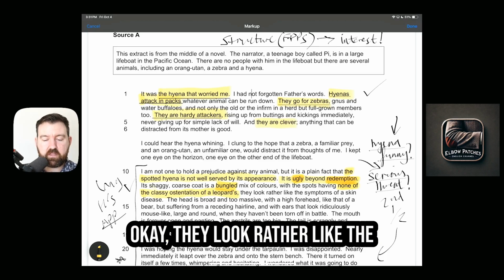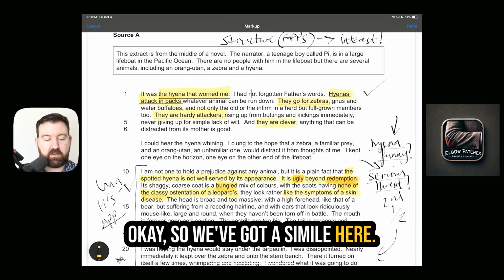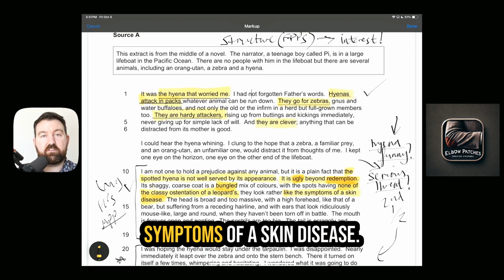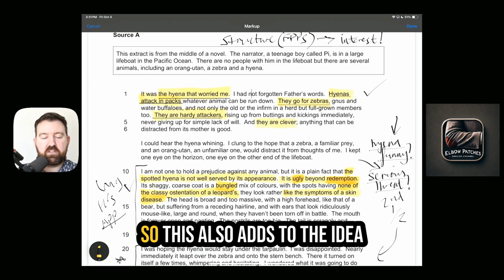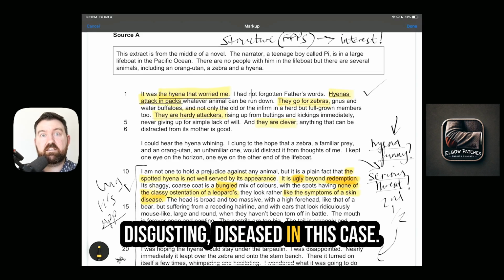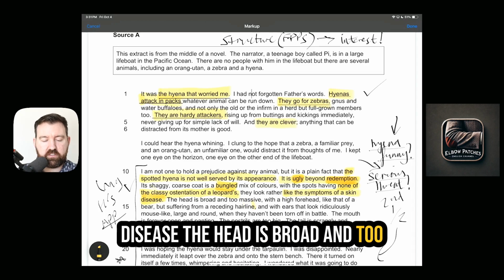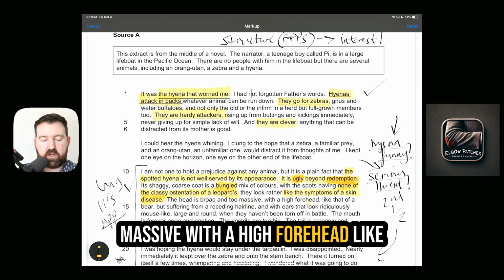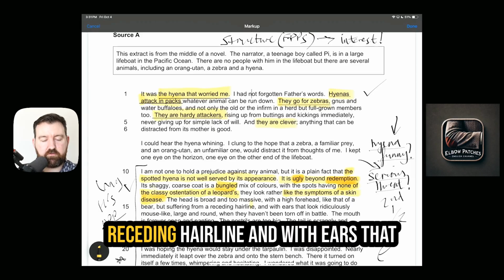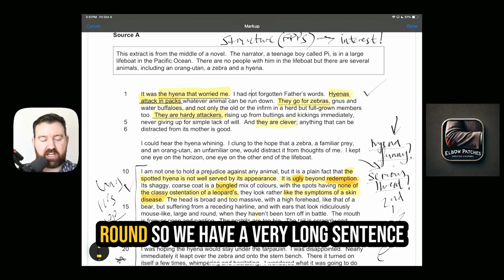"They look rather like the symptoms of a skin disease." Okay. So we've got a simile here. The spots are like the symptoms of a skin disease. So this also adds to the idea of the hyena looking very odd, disgusting, diseased in this case. The idea it looks like a disease. "The head is broad and too massive, with a high forehead like that of a bear, but suffering from a receding hairline, and with ears that look ridiculously mouse-like, large and round."